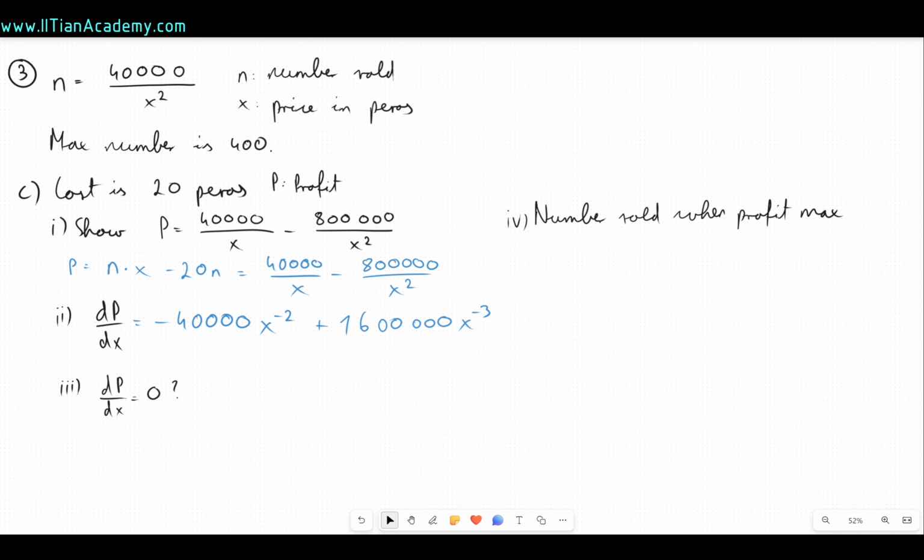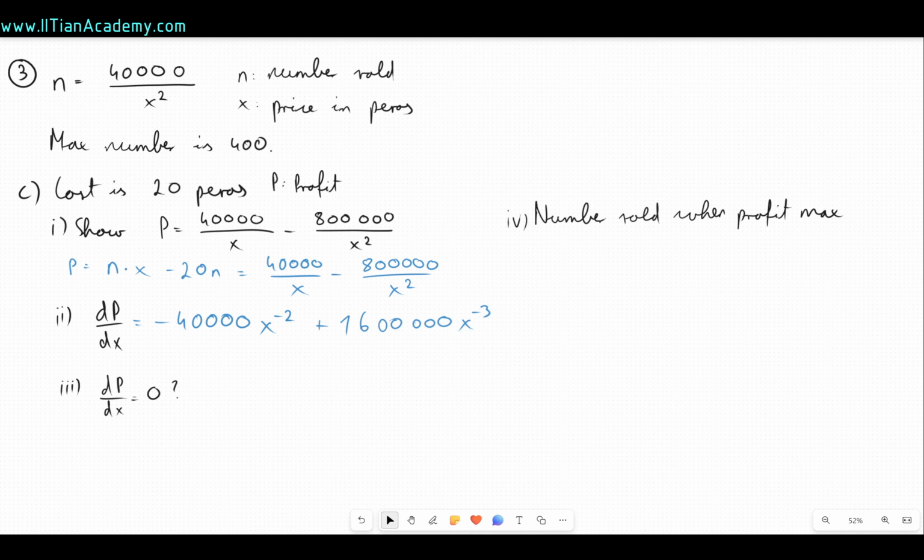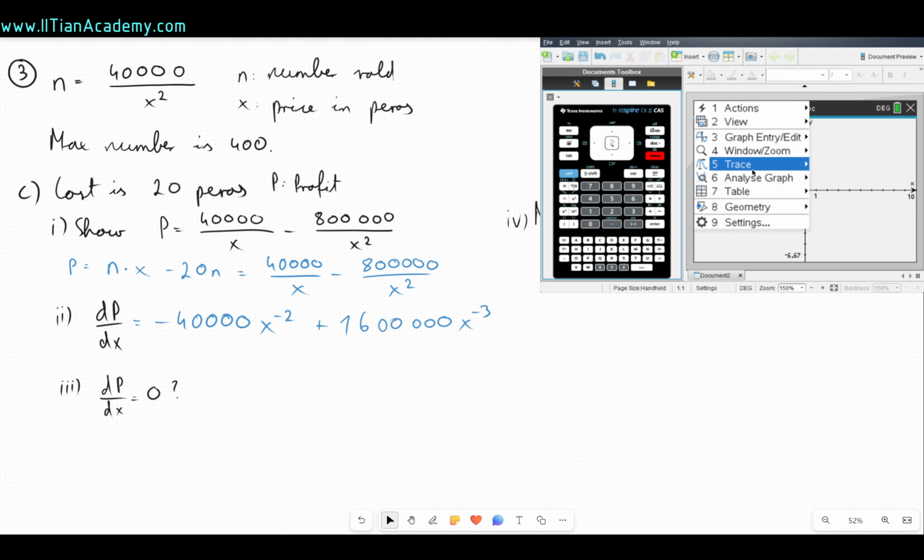So what we should do, I think, is go into our calculator and then plot this function. So minus 40,000 x to the power of minus 2 plus 1,600,000 x to the power of minus 3. Okay, well, we cannot really see all that much. So what we could do is increase the boundary.